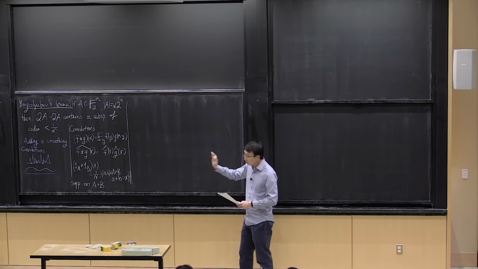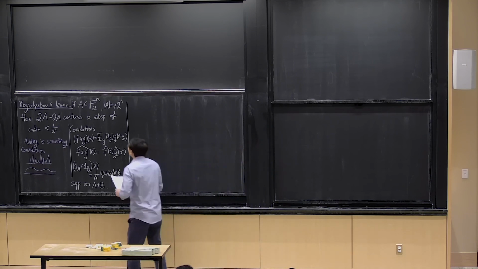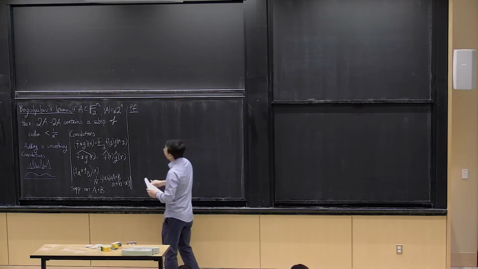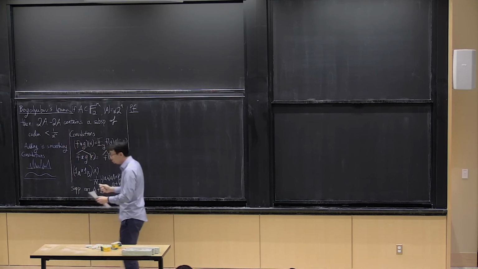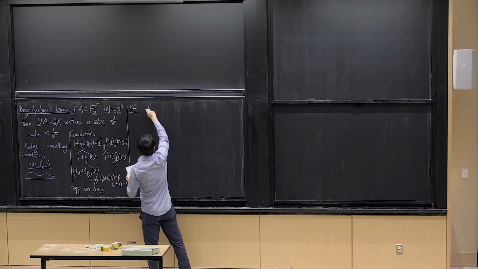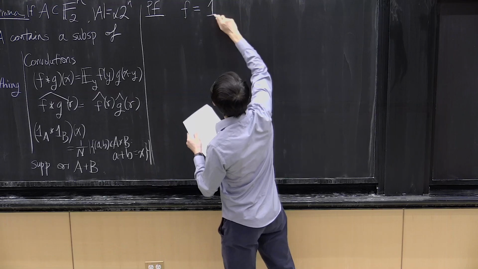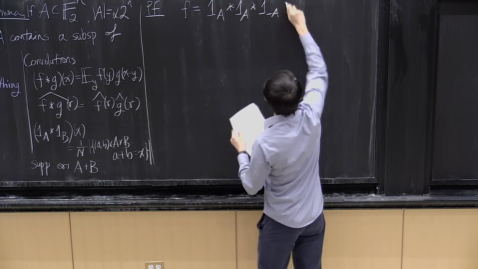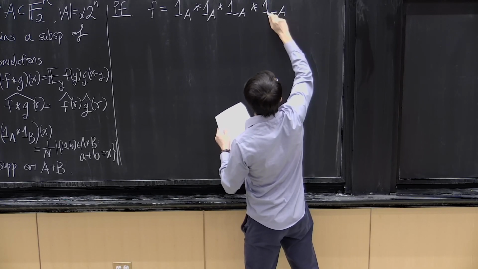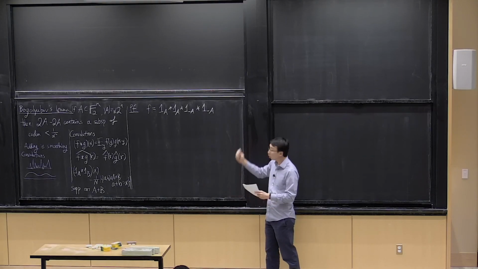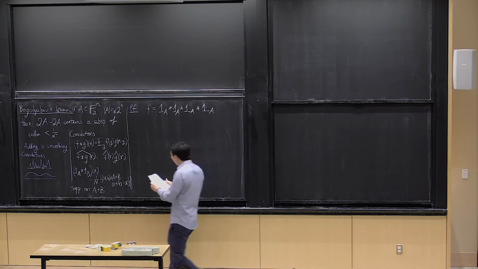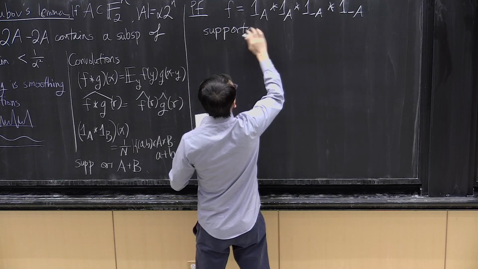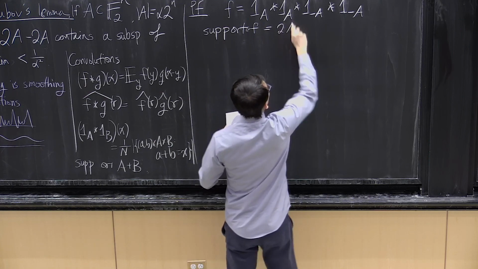Okay, so let's prove Bogolyubov's lemma. We're going to be looking at this sumset, which is related to the following convolution. Let f be this convolution of indicators, A, minus A, A, minus A. Of course, in F2 to the n, you don't need to worry about the minus signs, but I'll keep them there for future reference. By what we said earlier, the support of f is 2A minus 2A.